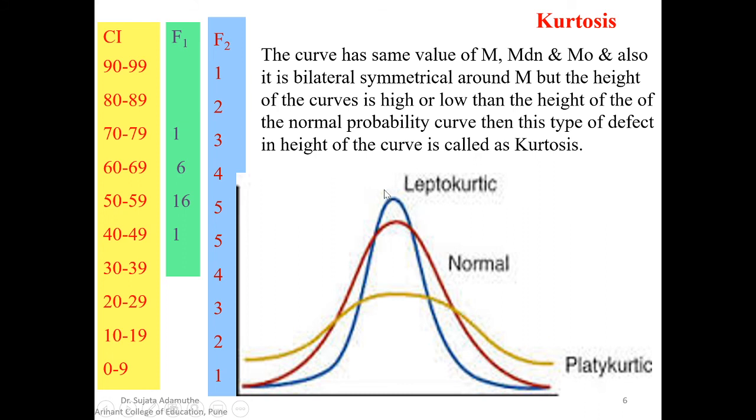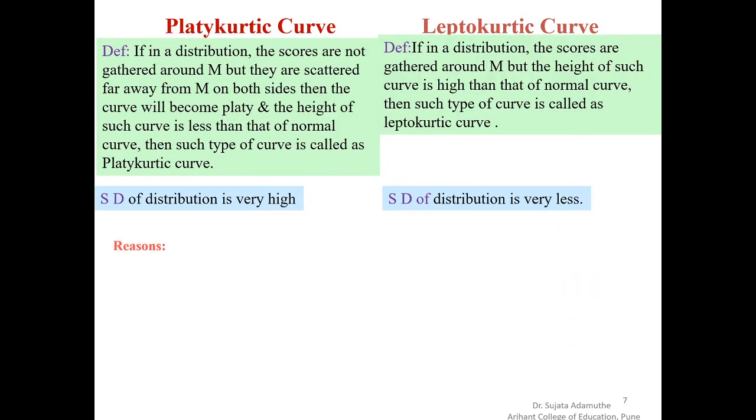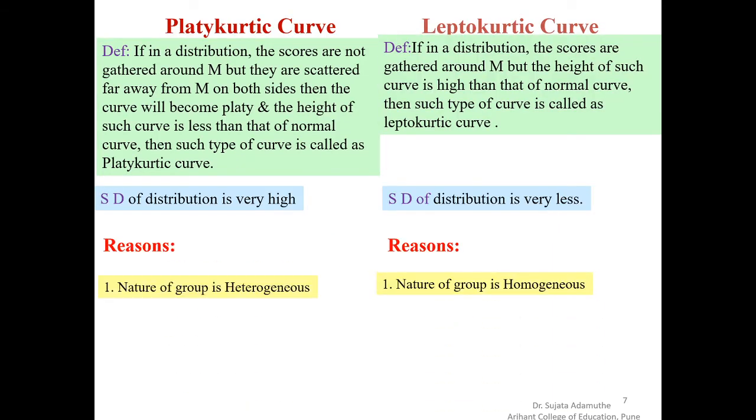That means if the number of students is high in the middle like this distribution, the curve will come in the middle. That means average students are more. If weaker students are more, then the curve will come here. If high ability students are more, then the curve will come here. That means leptokurtic will come either here, or here, or here. That means the distribution is homogeneous in that. So we can see that if the nature of the group is homogeneous, then leptokurtic will come.